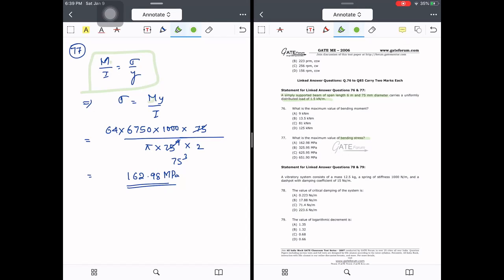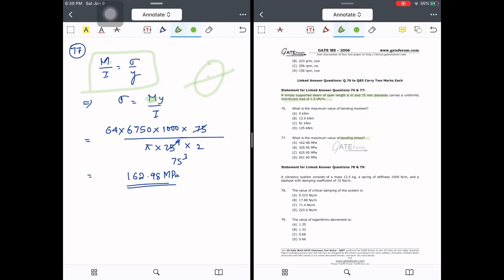We know that the bending moment formula is M by I is equal to sigma by y, that is sigma is equal to M y by I. That means stress is directly proportional to moment, keeping all other parameters constant. That means the point where the maximum stress is, is actually the point of maximum bending moment. So just put the corresponding formula.